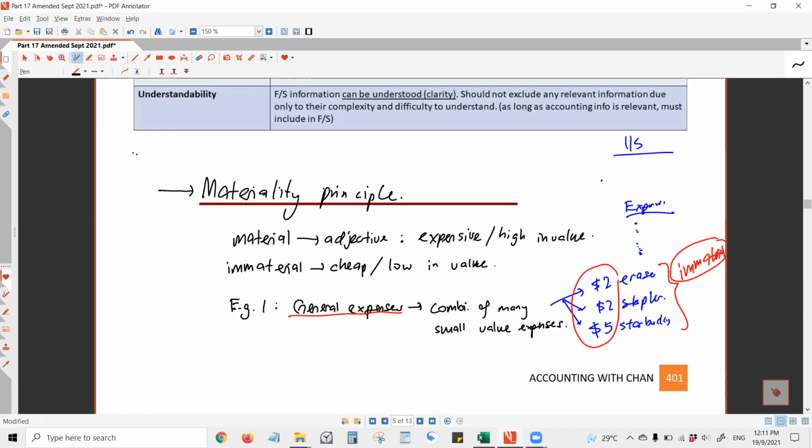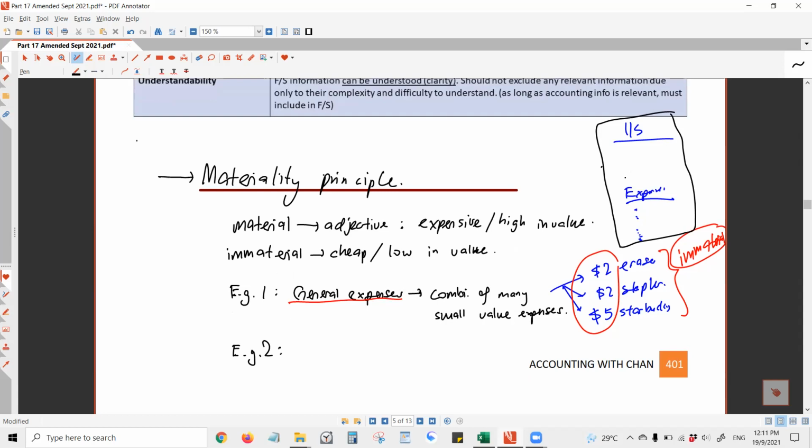I give you one more example. You don't have to know these examples. In the exam, they will not ask you for examples. Exam questions are quite straightforward and easy ones, so don't worry. Now, materiality principle. Let me try to think what is the example.